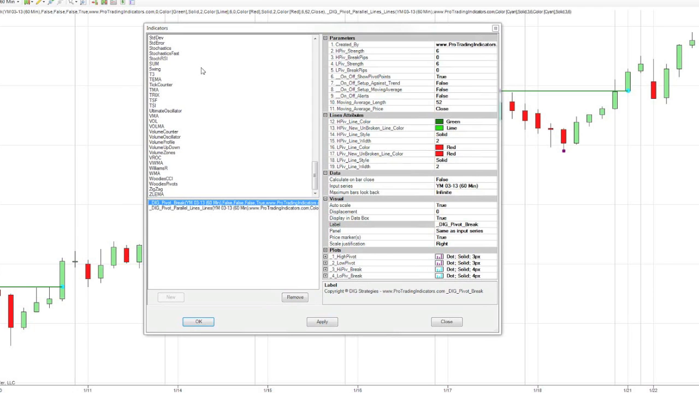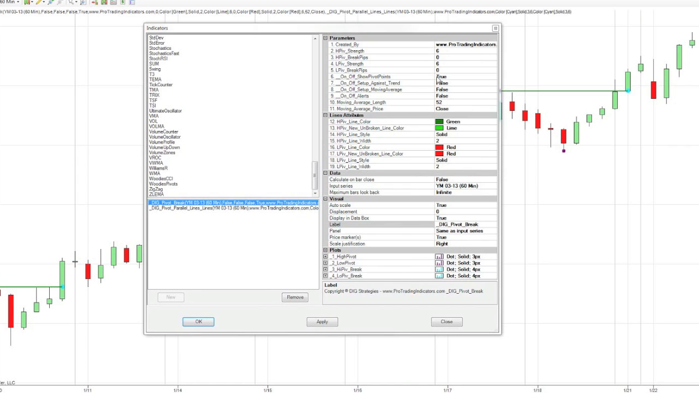Here's a view of the setup. Once you've imported the indicator, you insert it on your chart by right-clicking and selecting Indicator. Then you find the indicator and click New. You've got a few choices here. As with all of our indicators, you can leave them just as default, and they're designed to work well on most markets. You can also do some fine-tuning here if you like.